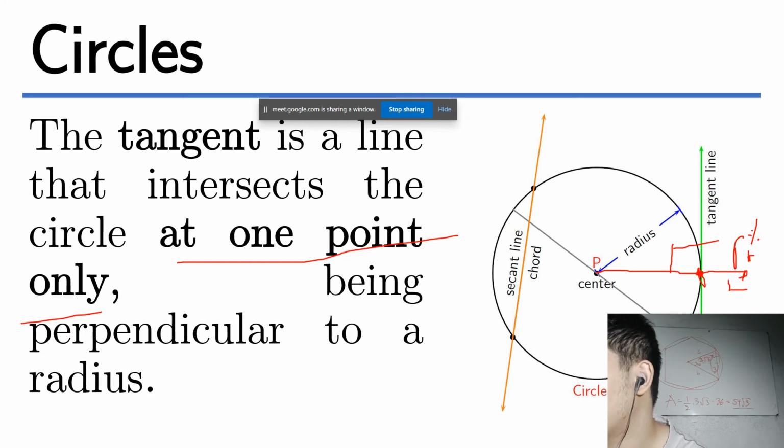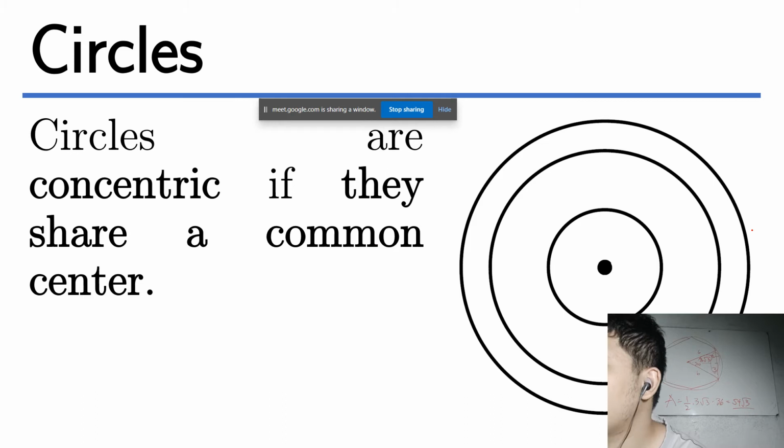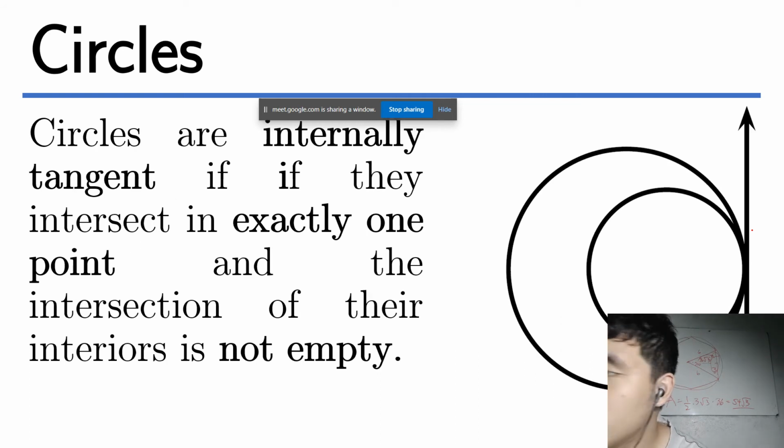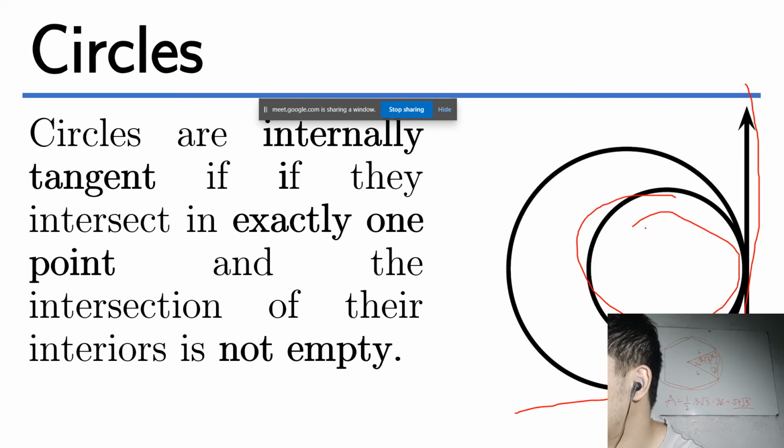Point of tangency. Then some more terms, circles are concentric if they share a common center, tulad dito. Then circles are internally tangent if they intersect in exactly 1 point. Pero okay, let's just make the word simple, no? As long as ganito yung mukha nung circles natin, ibig sabihin niyan, internally tangent. Ayan na, they are tangent to the same line and tangent sila, nasa loob yung isa. Okay?